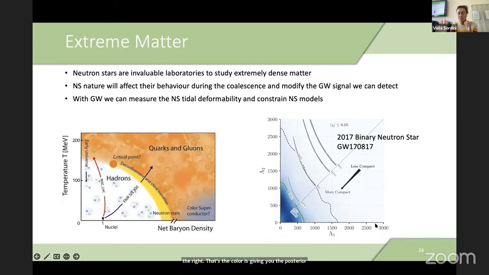That's the tidal deformability. It's just a number, dimensionless, for the first and the second neutron star. And you see that we prefer smaller values, which means the neutron stars were very stiff. All these lines with names, we won't go through the details, are different models of neutron stars. So this one observation helped to constrain many models. We have more compact neutron stars than what is predicted by, for example, these two models up there.